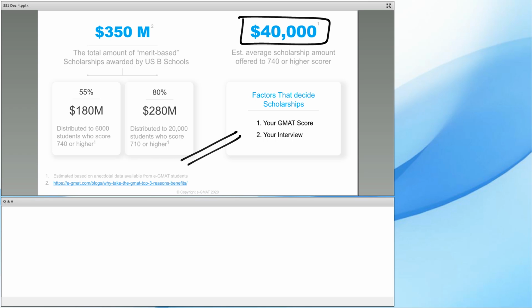And there are two factors that decide how much scholarship money you get. One is your GMAT score. The second is your likability during the interview.